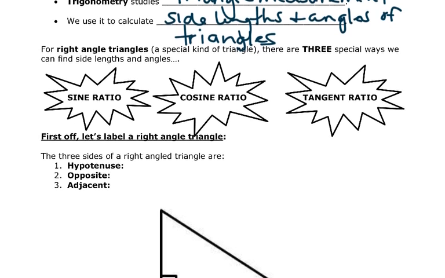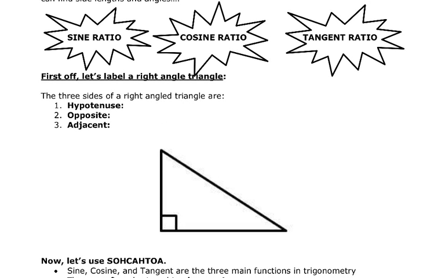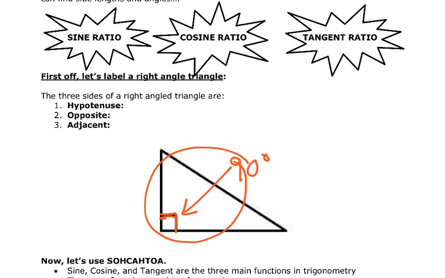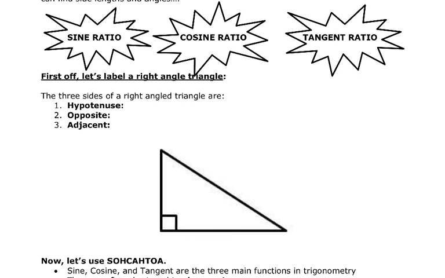So before we can get into sine, cos, and tan, we're just going to do a refresher of how to label a right angle triangle. Just as a reminder, this is a right angle triangle because of this angle right there. That little box indicates 90 degrees, which is the same thing as a right angle. There's three sides to a triangle. We are calling them something special. One of the sides we're going to call hypotenuse, one of them opposite, and one of them adjacent.